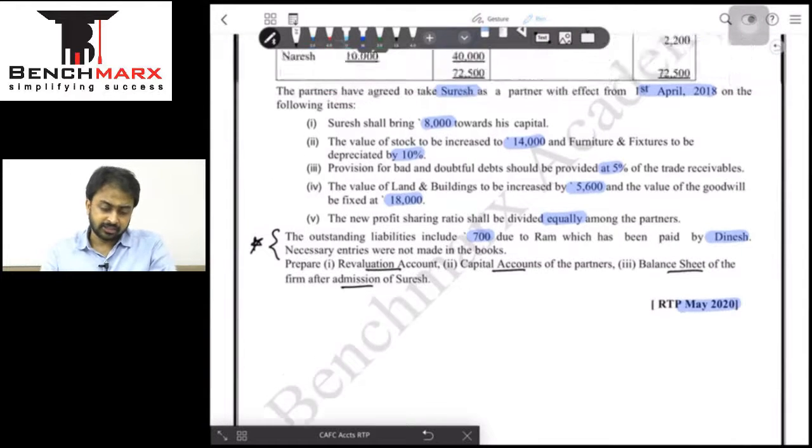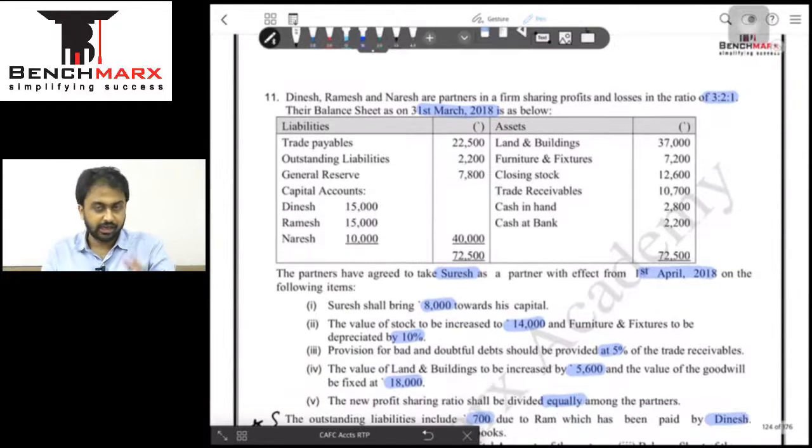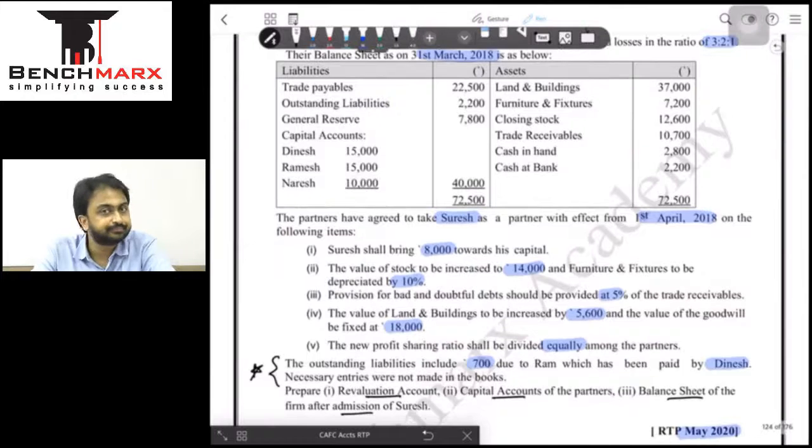So since we have 3 existing partners, Dinesh, Ramesh and Naresh, and we have 4th partner of Suresh, we'll have 4 columns in the partner's capital. I don't think इसमें कुछ interesting है, काफ़ी simple and straightforward question लग रहा है. चालू करेंगे. Let us start please.